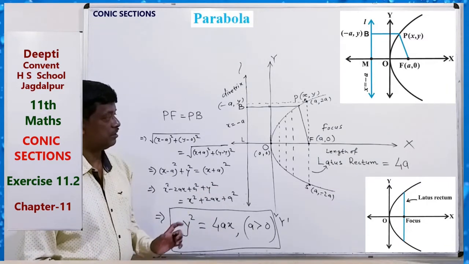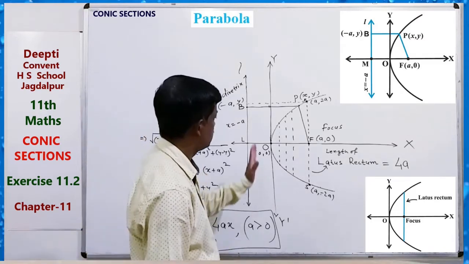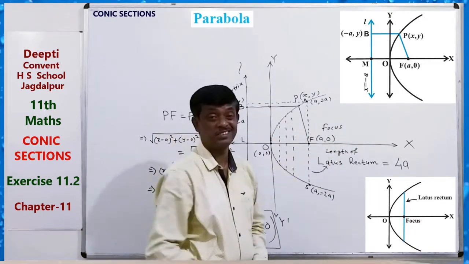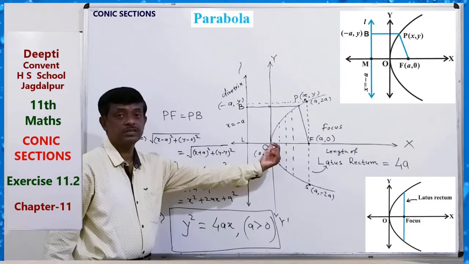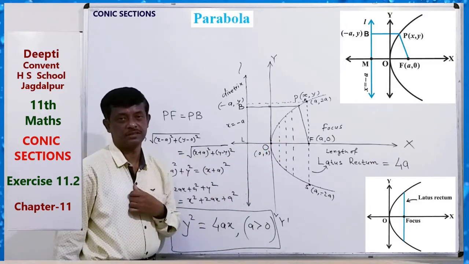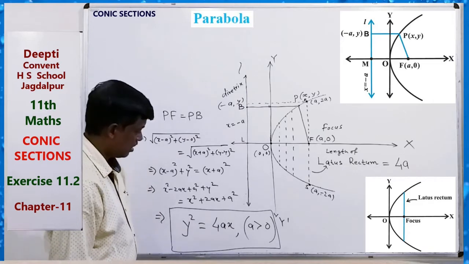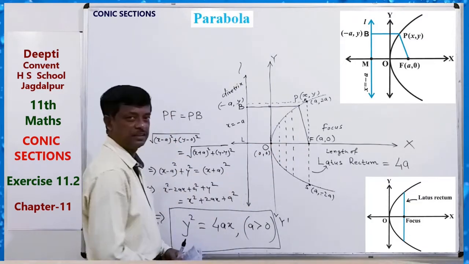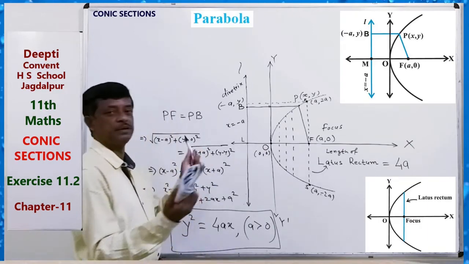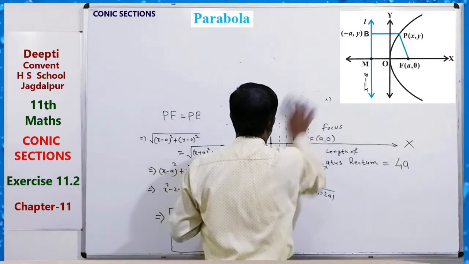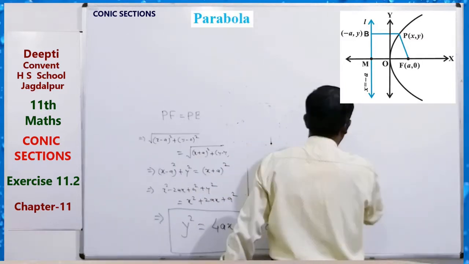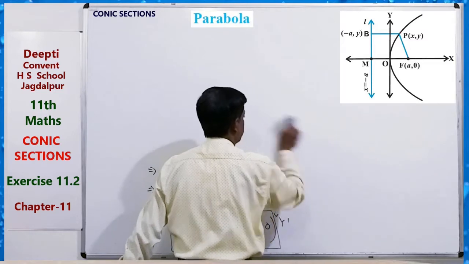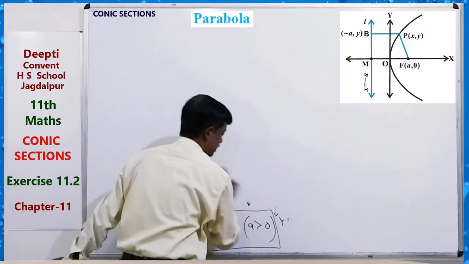Okay, so remember it. This parabola opens to the right of the y-axis, the right-handed parabola. It is the standard right-handed parabola having vertex at origin and axis along the x-axis. Similarly, we can draw the left-handed parabola, which will be like this, meaning the parabola opens to the left of the y-axis.